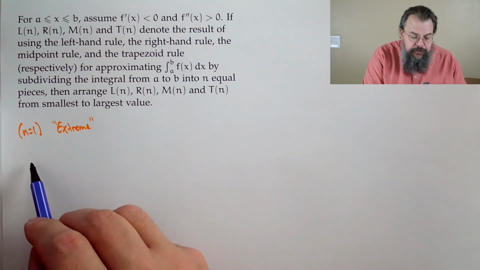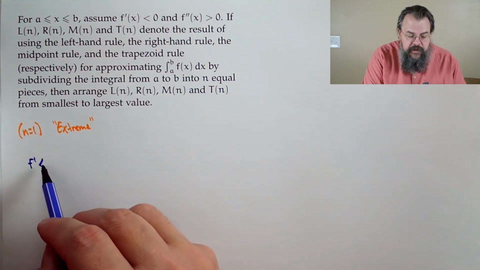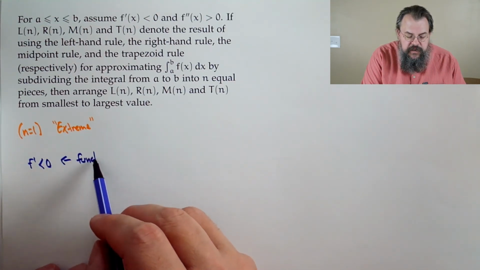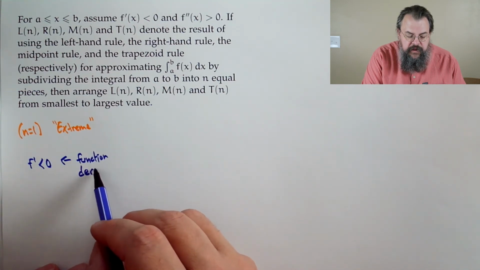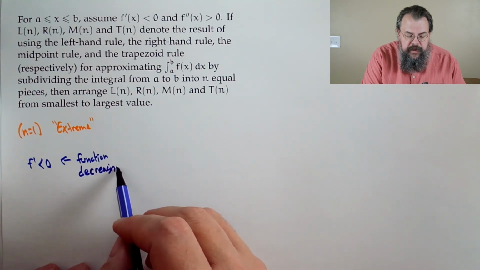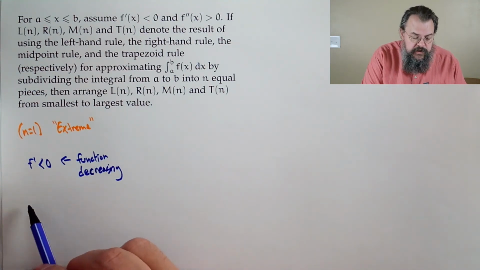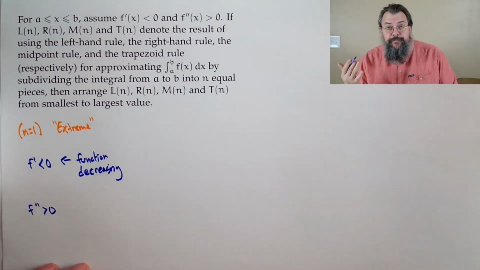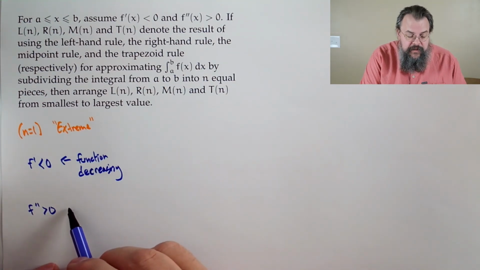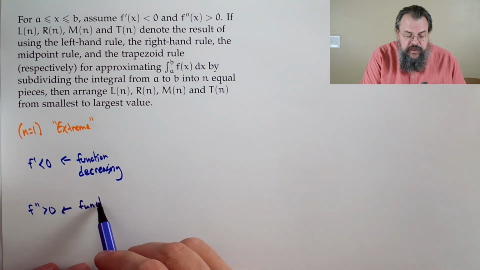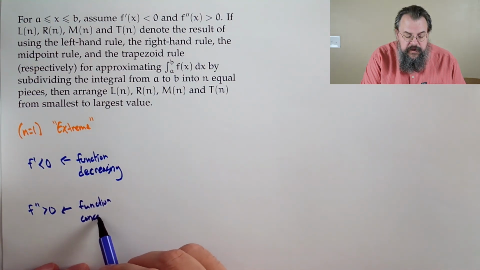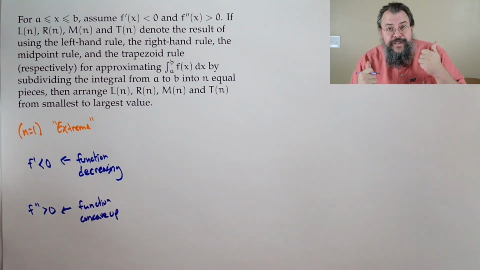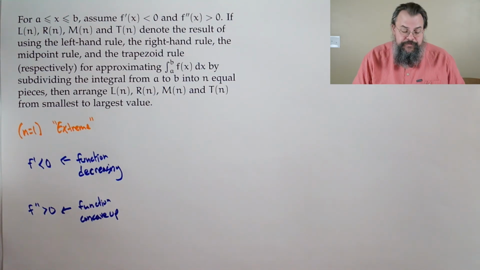We have f prime is negative. Well, what does that mean? That means our function is decreasing. And that's what it means to say that our f prime is negative. We're also told f double prime is positive. Now, that means something as well. That says our function is going to be concave up. All right, so we have a function which is decreasing and concave up.